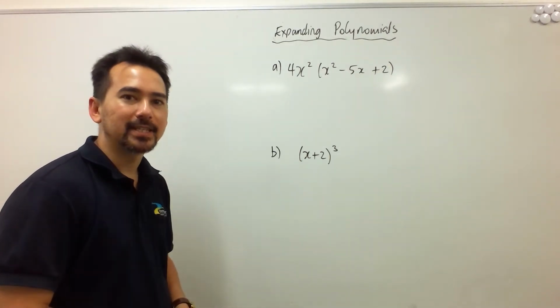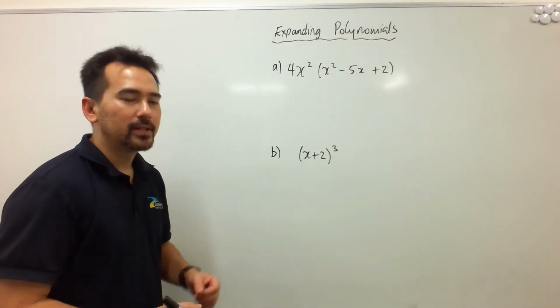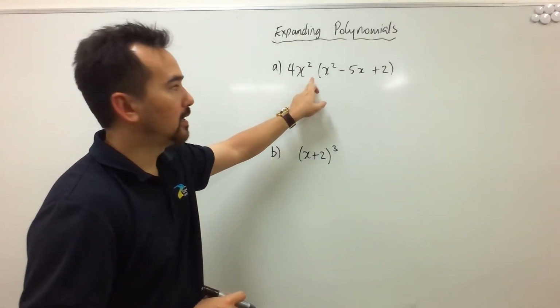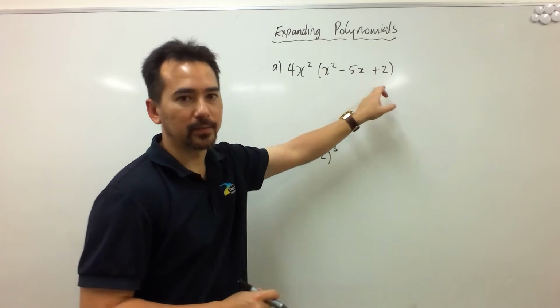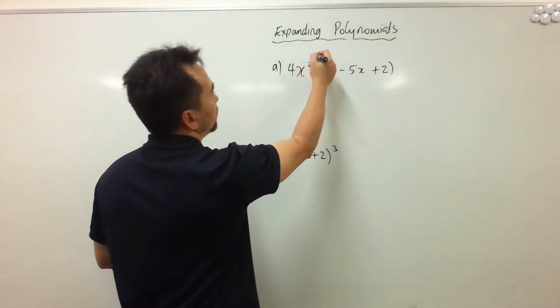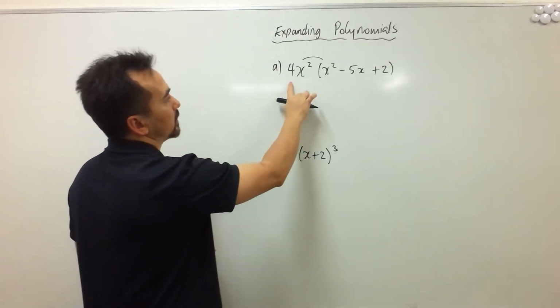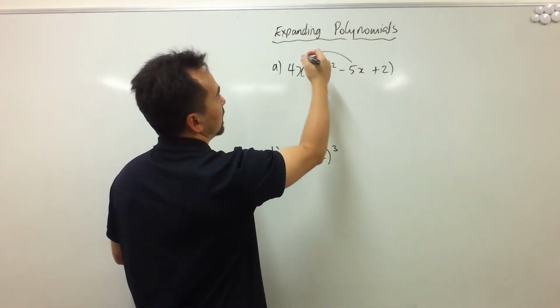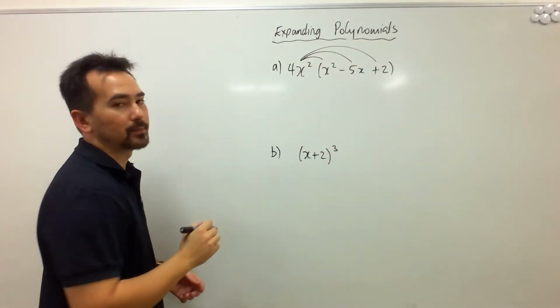Okay, let's have a go at expanding polynomials. So the first one we're going to do is 4x squared times by x squared take 5x plus 2. Alright, so we're going to use the distribution rule, the distributive law, and we're going to do 4x squared times x squared, then we'll do 4x squared times negative 5x, and then do 4x squared times 2.